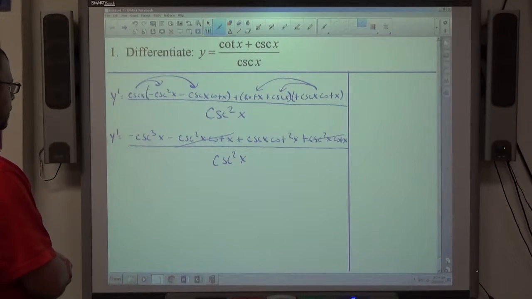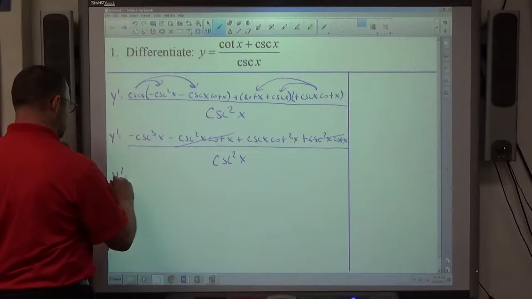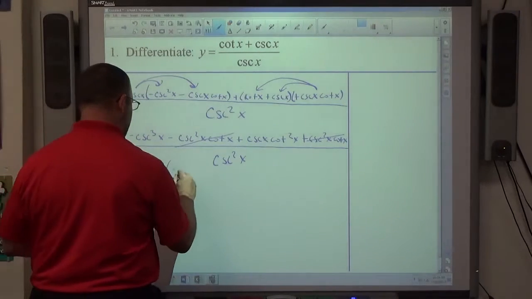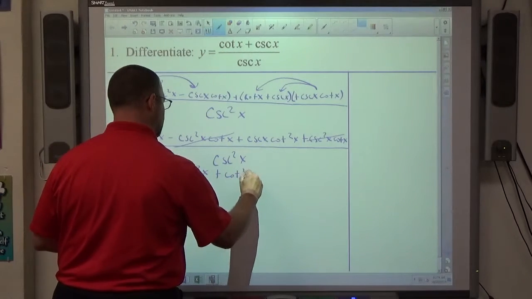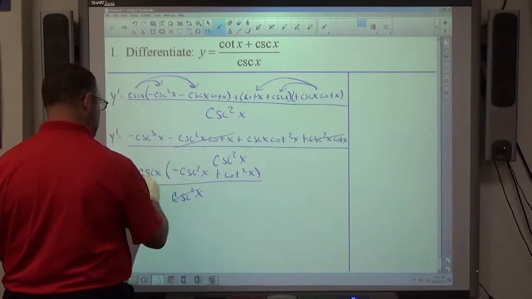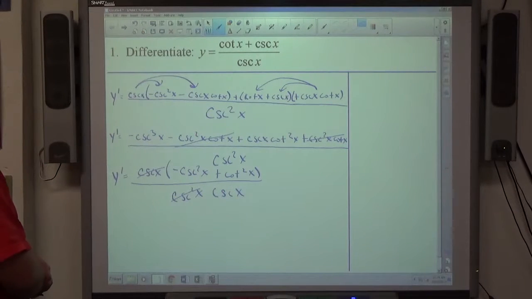And the last thing I'd probably do here is factor out a cosecant of x from everything. So y prime equals, if I take the cosecant of x out, I'm left with negative cosecant squared plus cotangent squared, all over cosecant squared. That cancels down to a cosecant. And cotangent squared minus cosecant squared is equal to negative 1, I believe, if I remember my trig identities properly.